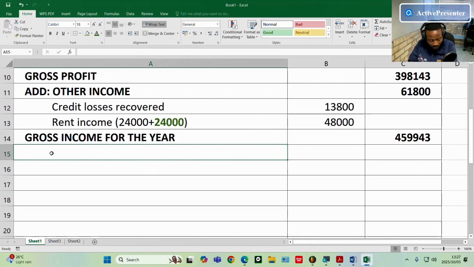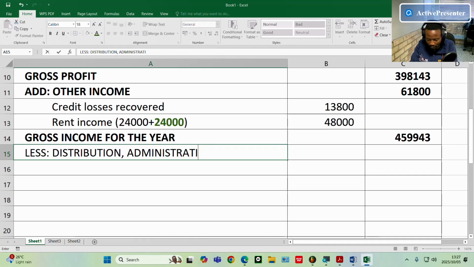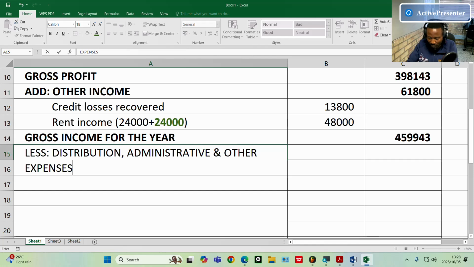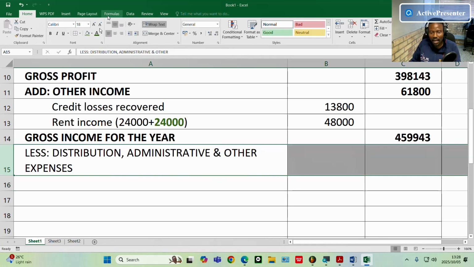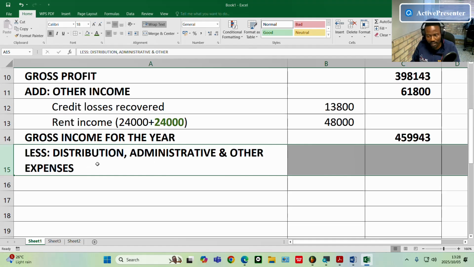Right, we then move to less. It has to be in caps, so it's less distribution, administrative, and other expenses. Distribution, administrative, and let me use the sign, and other expenses. Let me just dollar it like this. It's too long. So we are lessening this, guys, which is distribution, administrative, and other expenses. Formerly, we used to call this operating expenses.